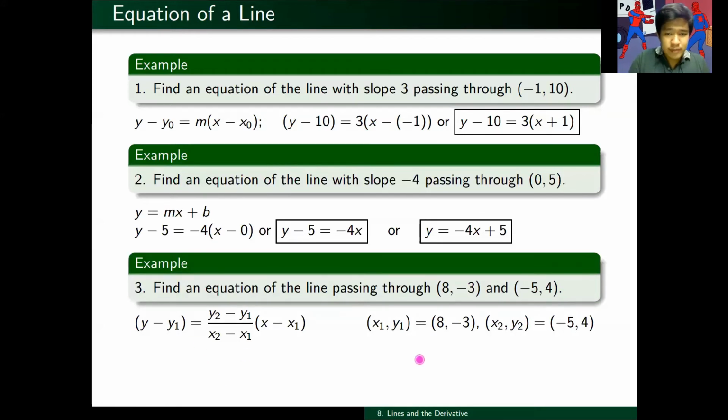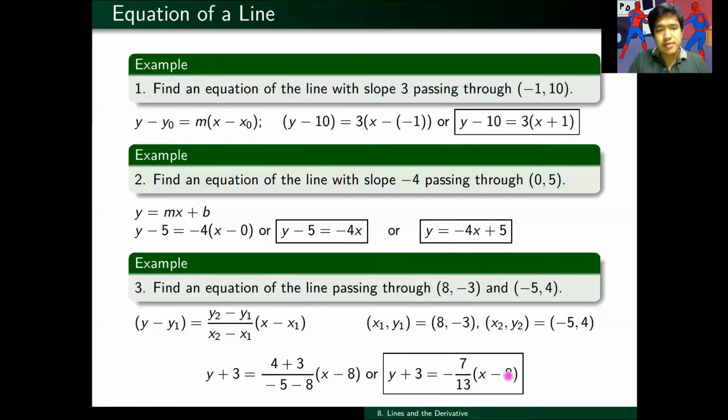So now, plugging everything here in the formula, y minus y1 is y minus negative 3, that's y plus 3, equals, yung slope formula, y2 minus y1, so that's 4 minus negative 3, that's 4 plus 3, over x2 minus x1, that's negative 5 minus 8. And then I have x minus 8 here, because 8 is my x1, so that's x minus x1. Or this slope will just be equal to negative 7 over 13. So this is my final answer.